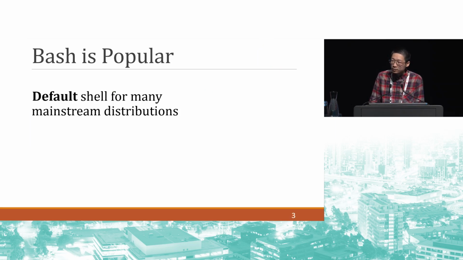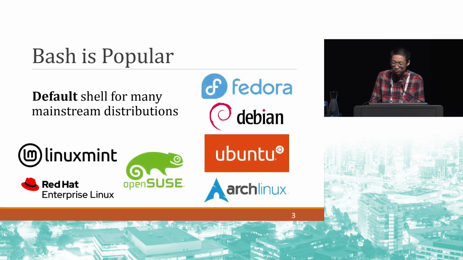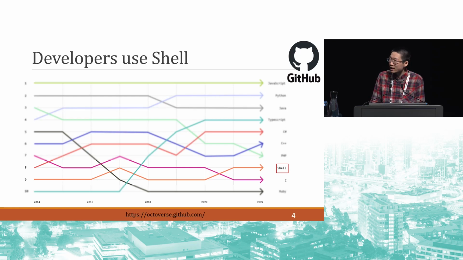And Bash is popular. It is the default shell, the wrapper which users use to interact with the system, and the interpreter for shell scripts, which for many popular Linux distributions. And developers use Bash as a programming language. Developers write shell scripts, which are often in Bash. And we can see from GitHub that shell is the 8th most popular language, and it's still gaining in popularity.